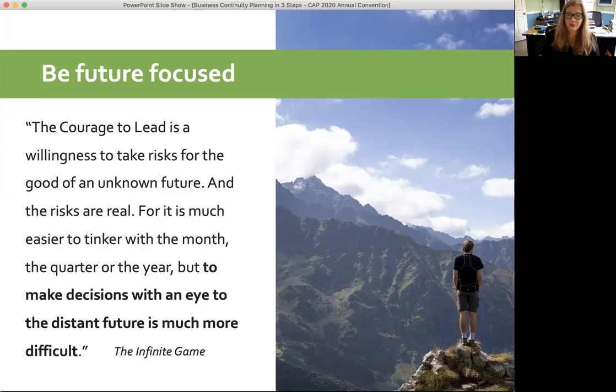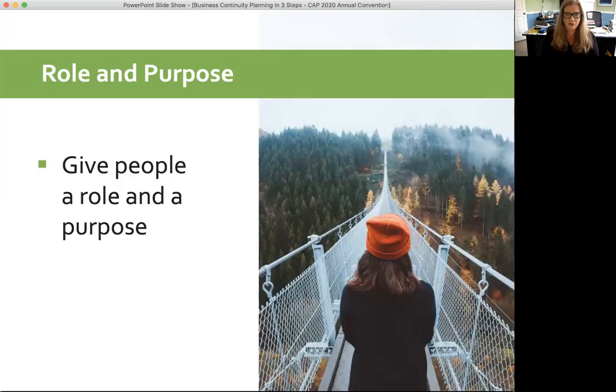And the risks are real. He says it's much easier to tinker with the month or the quarter of the year, but to make decisions with an eye to a distant future is much more difficult. And that's really what we have to do as leaders, right? We have to plan for today and tomorrow and this month and this year, but we also need to be thinking about the far off future. As we're recovering from one interruption, it's hard to focus and think about a future interruption, but it's so important that we plan for that far off future.